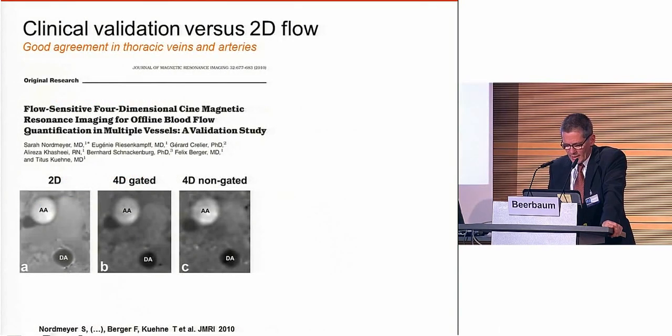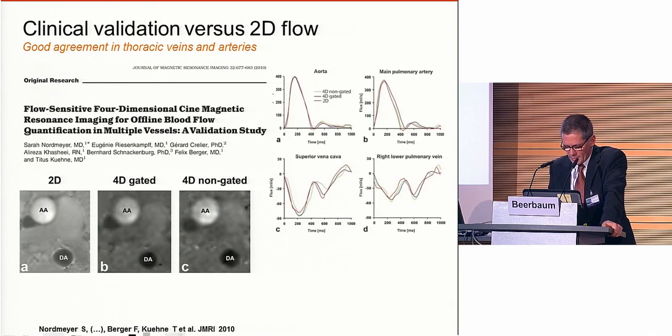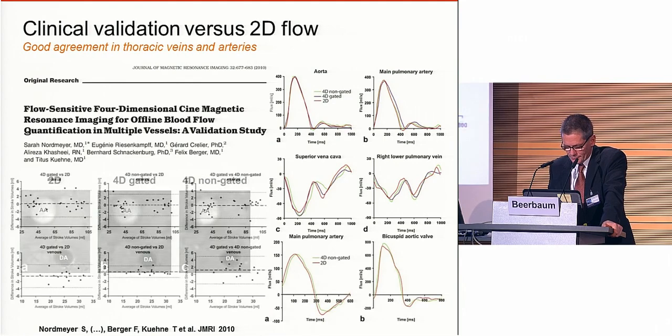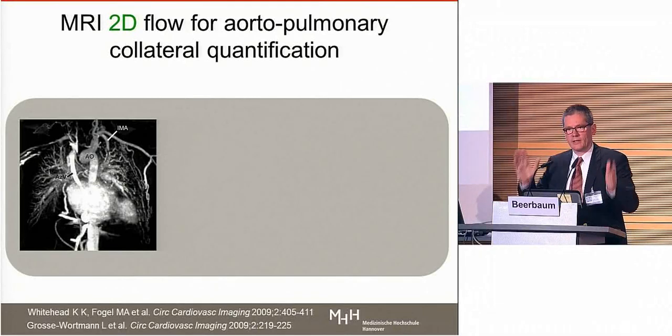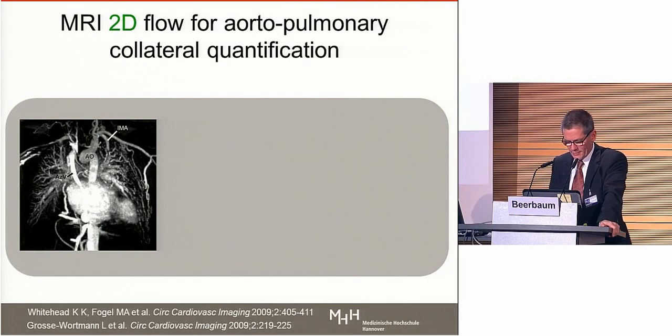But if you do that, and this data from Titus in Berlin, you get actually a beautiful accuracy between 4D flow and 2D flow most of the time. So that makes it a very versatile and very useful technique to just scan a big box and spend the rest of the day analyzing all this massive data that you generate.